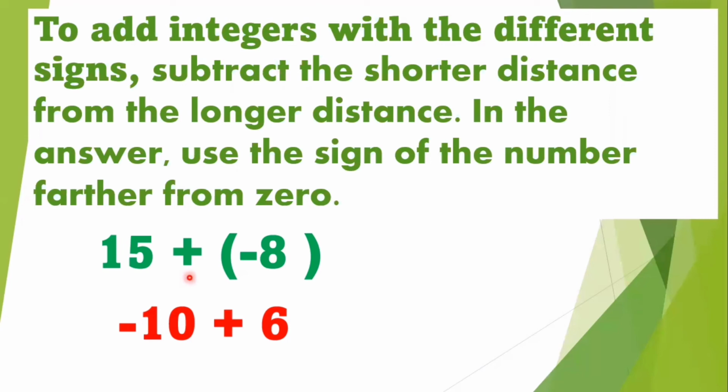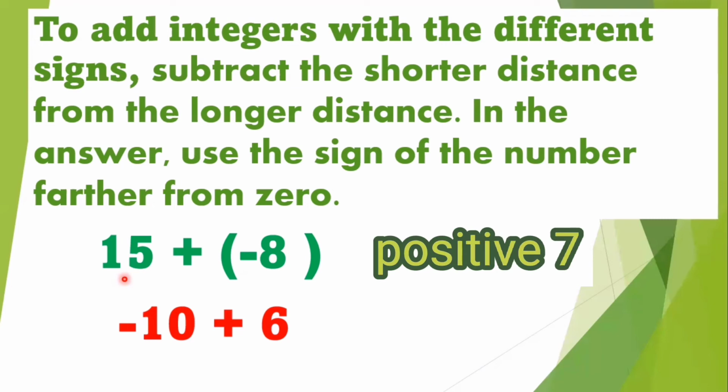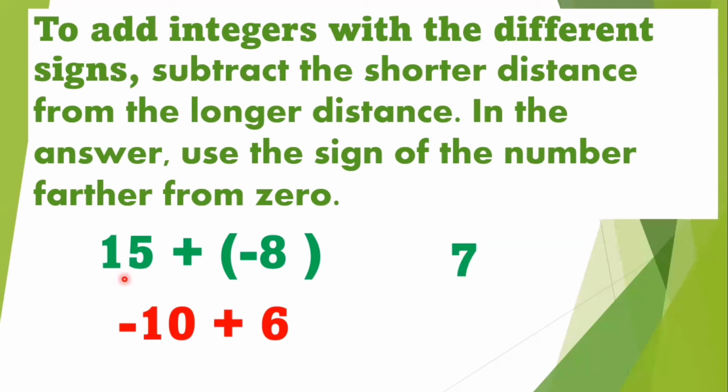Sa example, 15 plus negative 8. Bawasan natin ang 15 ng 8, and that makes 7. Ano ang mas malayo sa 0? Ang positive 15 o ang negative 8? So since mas malayo ang positive 15 sa 0, our answer will be positive. So that makes our answer positive 7.